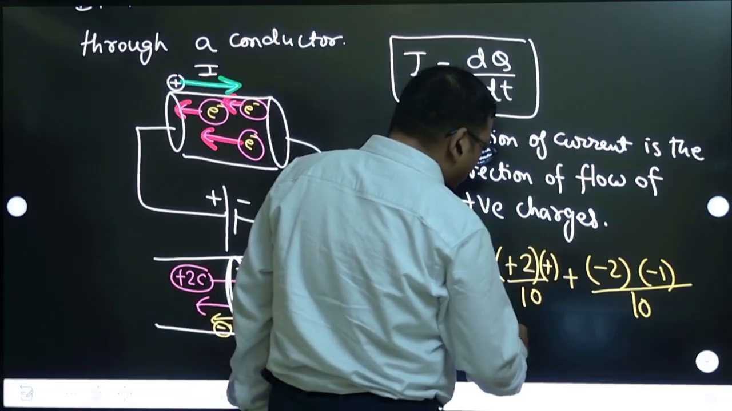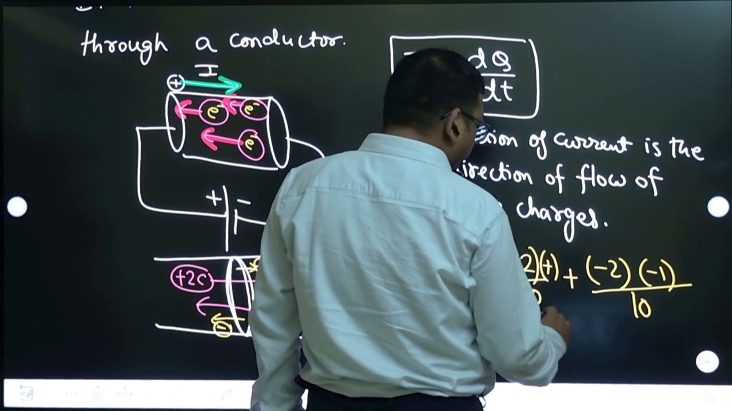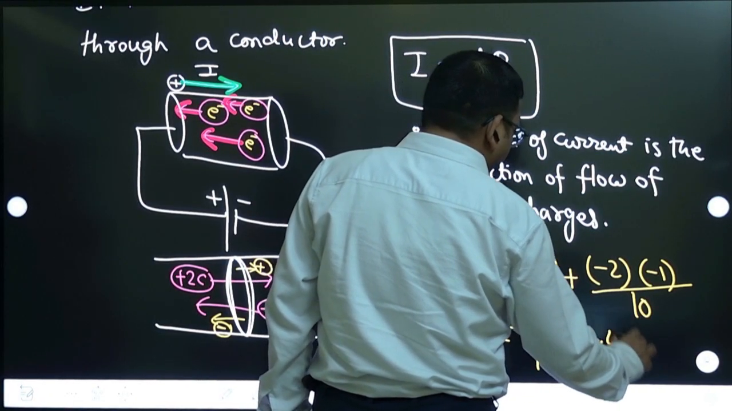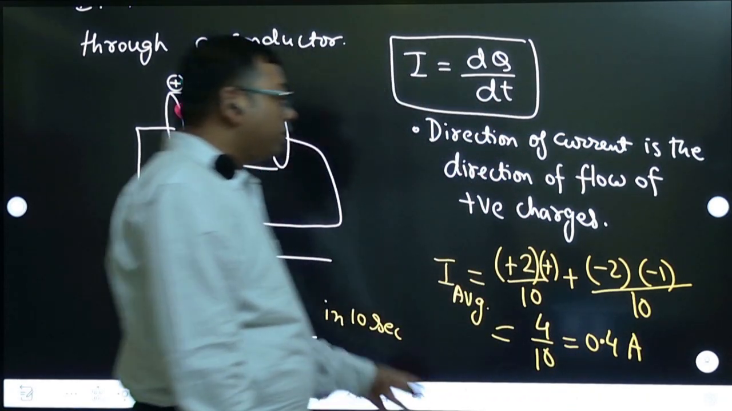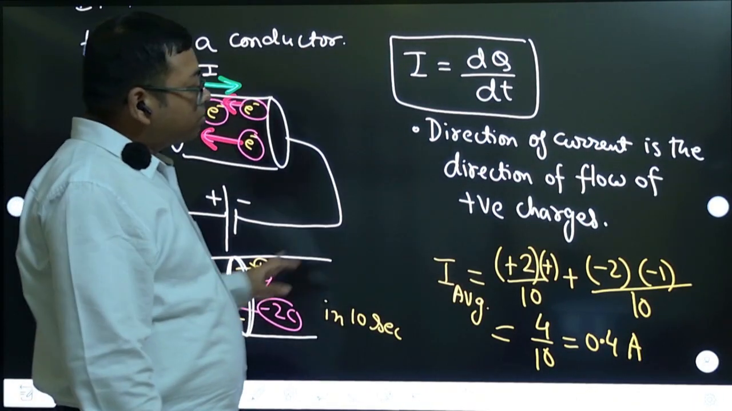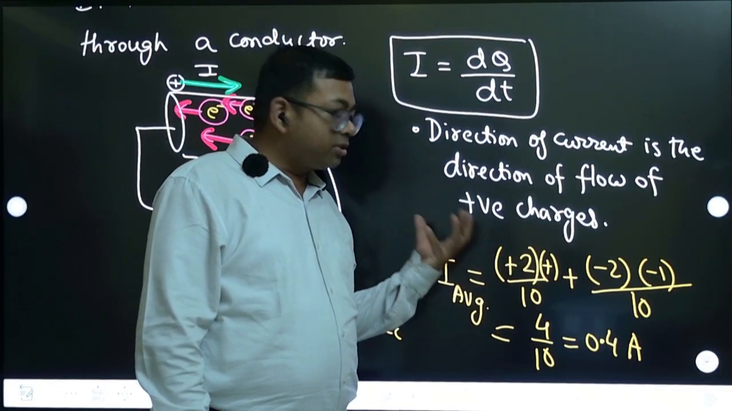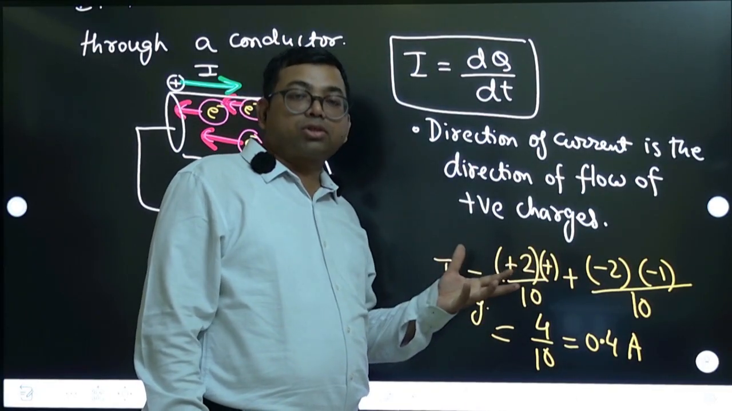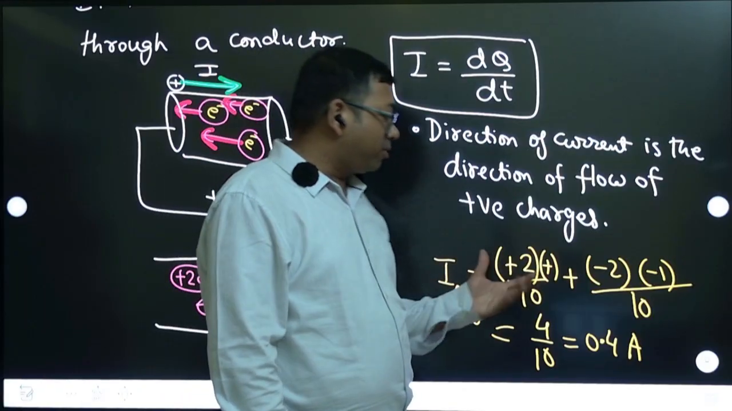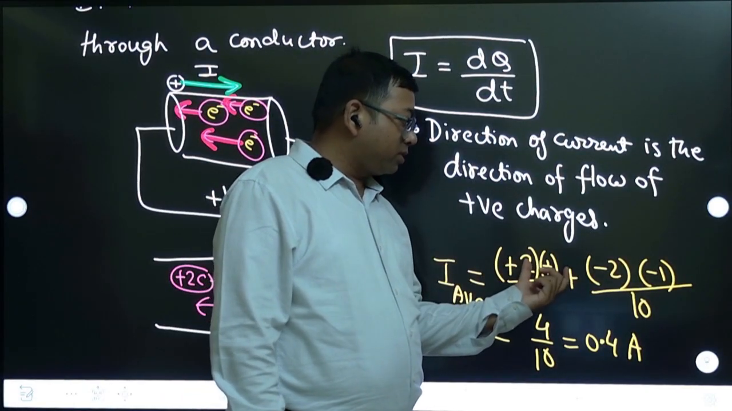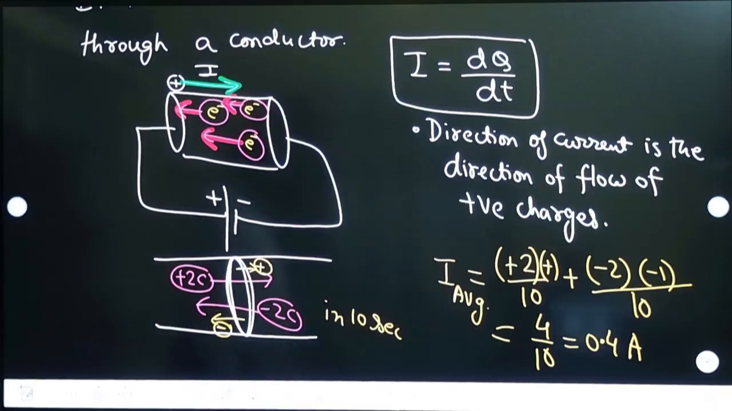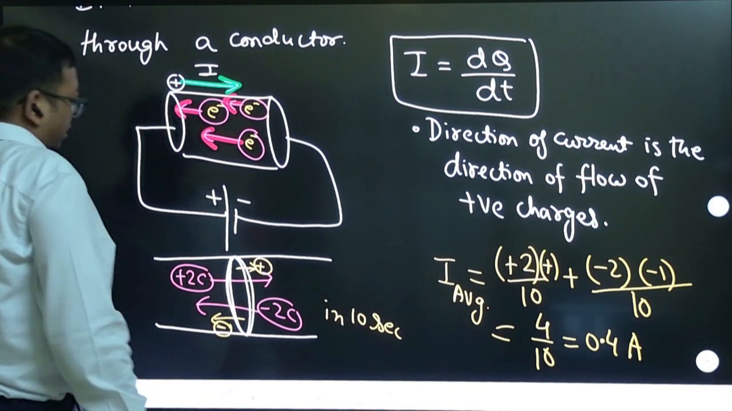So totally, if you calculate, it becomes 2 and 2, 4, by 10, that becomes 0.4 ampere. Ampere is the unit. So this is how we calculate: positive charge into positive direction. You multiply charge with direction, divided by time of course, and that will give the current. Clear? This is how we calculate the current. This is average current.